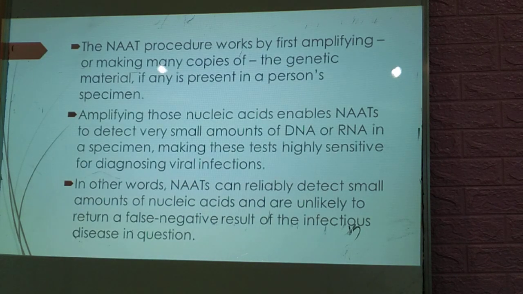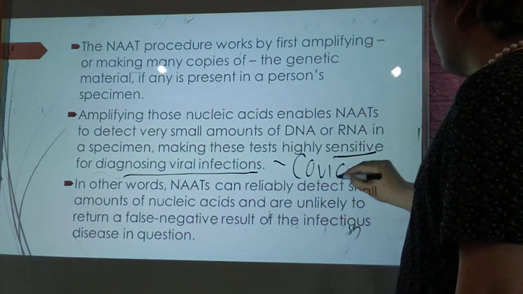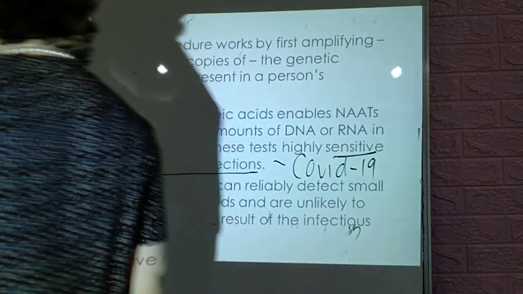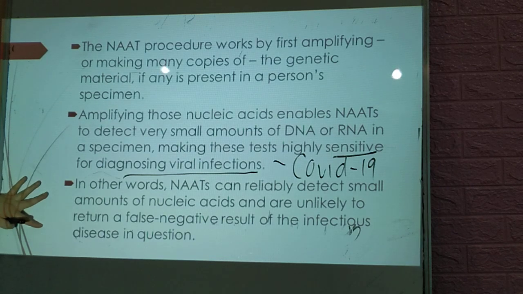Amplifying those nucleic acids enables NAATs to detect very small amounts of DNA or RNA in a specimen, making this test highly sensitive for diagnosing viral infections, of course, for the diagnosis of COVID-19. In other words, NAATs can reliably detect small amounts of nucleic acids and are unlikely to return a false negative result of the infectious disease in question. So this tells us that your NAAT, including PCR, is very sensitive and of course specific.